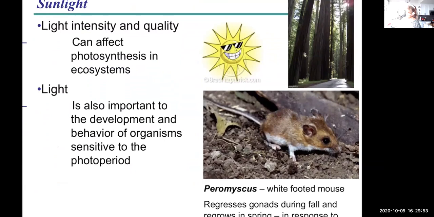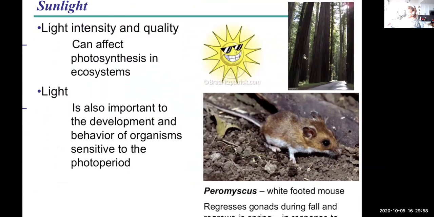Sunlight intensity and quality can affect photosynthesis in ecosystems, and not only for plants. So sunlight's obviously instrumental in photosynthesis and growth. So you get much greater growth and more species in the tropics, less growth here. So for example, here, if you had, say, a cedar, after 30 years, maybe the same size as a type of tree in the tropics after 4 years. So growth in the tropics is just incredibly fast because of all the light available.